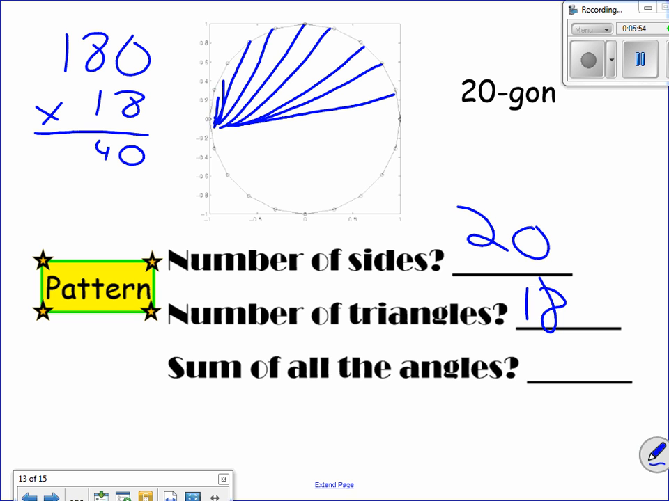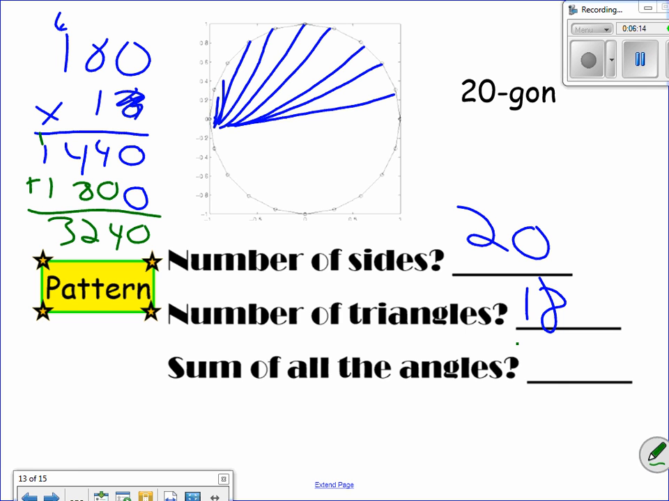Place value holder. Don't need this 8 anymore. I'm going to go ahead and erase this 6 at the top of the page. Switch colors. 1 times 0, 0, 8, 1. I'm going to add this up. The answer is 3,240. See how that would be 10 times trickier if you actually had to add all those up?